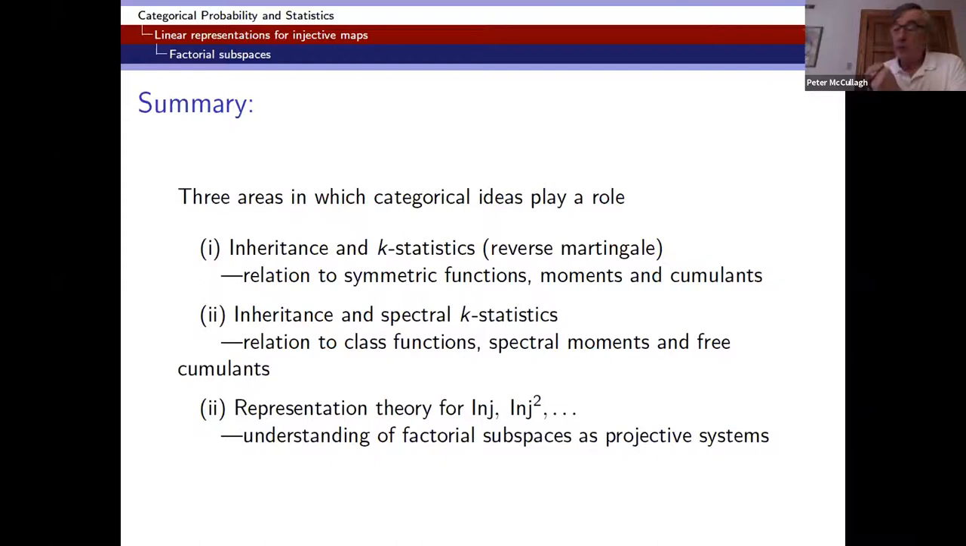Okay, so a summary of what I wanted to get across today. The idea is that in statistical work, inheritance, the notion of tying together functions on different spaces, is quite important. And the notion of inheritance on the average, for both ordinary symmetric functions and for spectral k-statistics, seems to be quite important. And it's also important in the representation theory for factorial models, the representation theory for injective maps, for understanding factorial subspaces as projective systems.